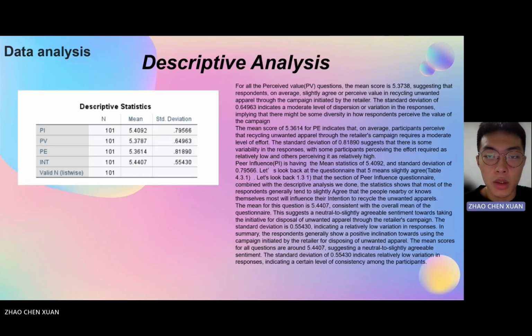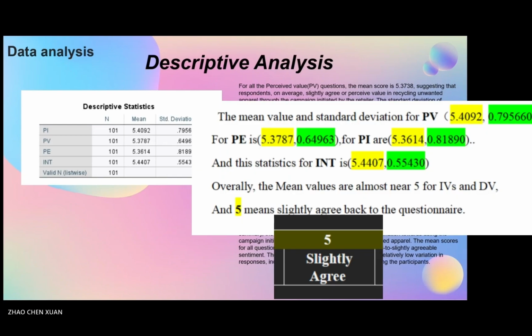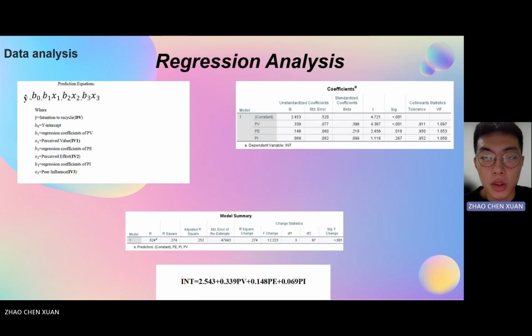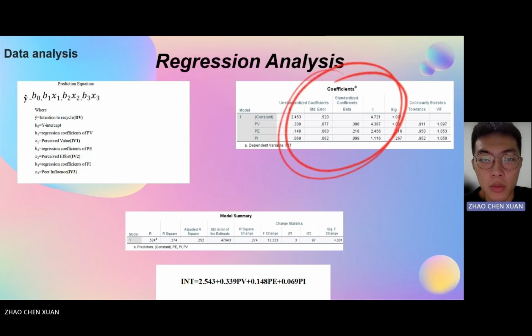So now we look at descriptive analysis. Lastly, we focus on regression analysis. In this part, we firstly state the prediction equation here. And we need to find out B0, B1, B2, B3 through the multicollinearity analysis. By using SPSS software, we can get a chart entitled coefficients. We look at this chart from the right.